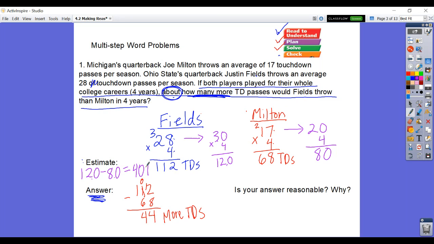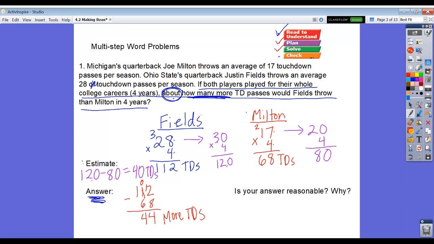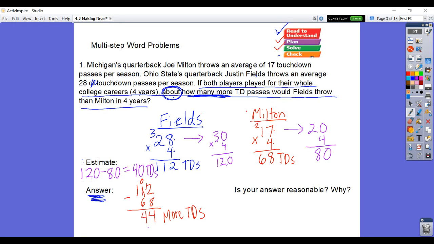So my estimate was 40 more touchdowns. My answer was 44. So is your answer reasonable? We can say yes, because my answer is close to my estimate. And now we not only solved, but we also checked that our answer makes sense.